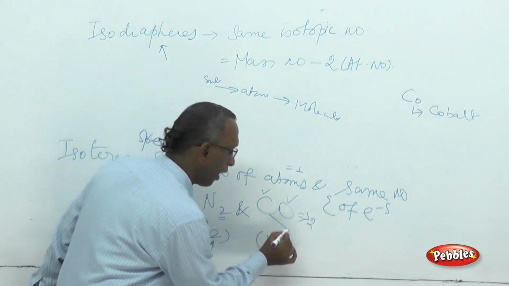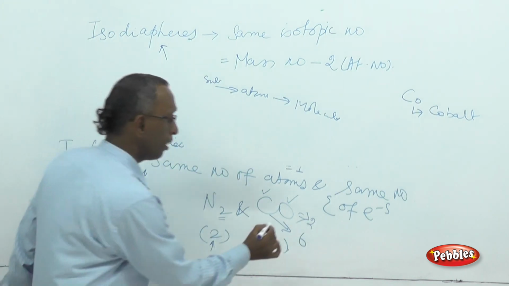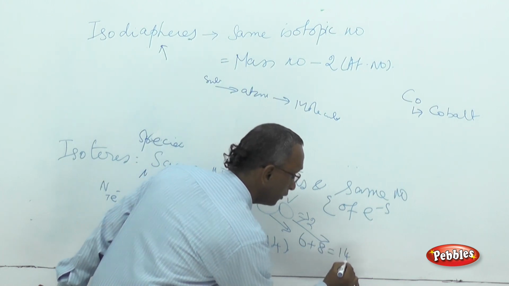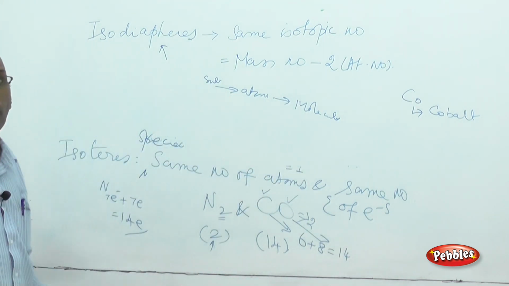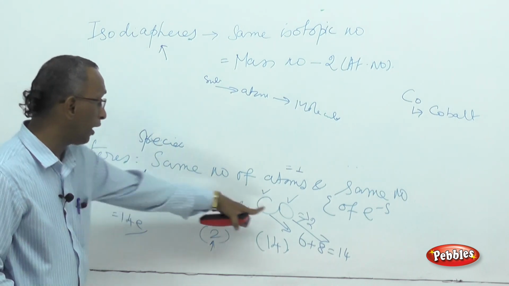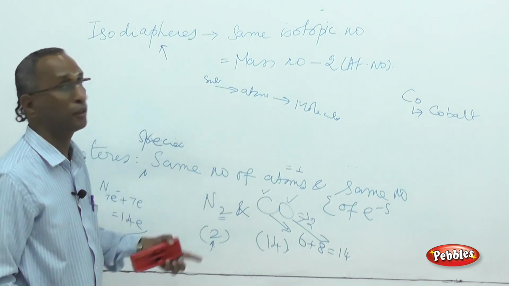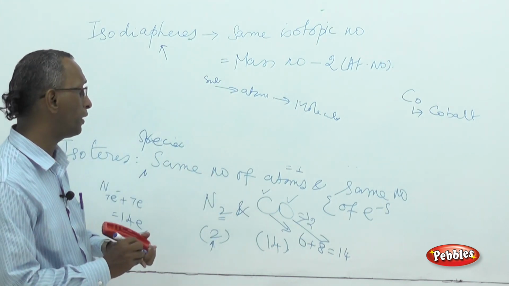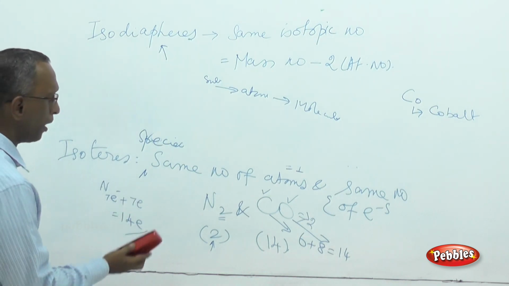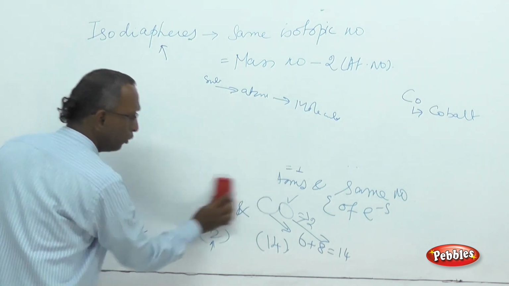Here carbon atomic number is 6, which means it contains 6 electrons. Oxygen atomic number is 8, which means it contains 8 electrons. The total number of electrons is 14. So the total number of electrons is 14 for both species, and the number of atoms is 2 for both species. These two species have the same number of atoms and the same number of electrons. Such systems are called isoteres.